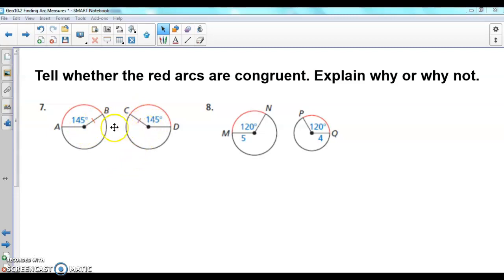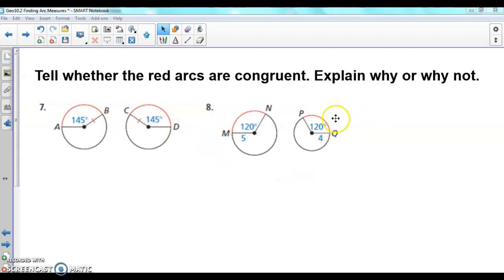And if you see these tick marks on the radii, it means that they're congruent. So that means the two circles are congruent to each other. As a conclusion, we can say that the red arcs, AB and CD, are also congruent to each other.